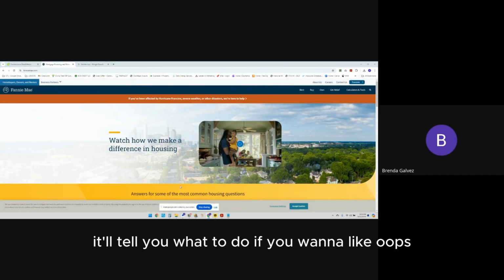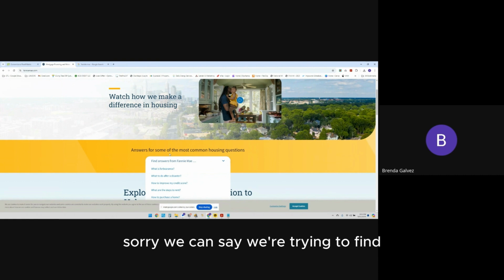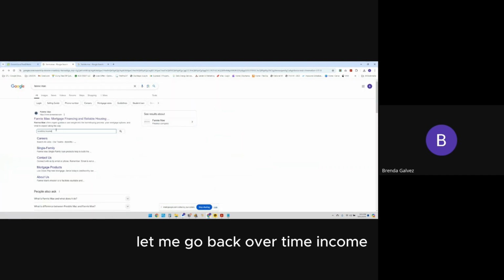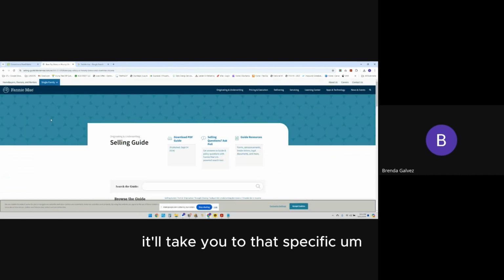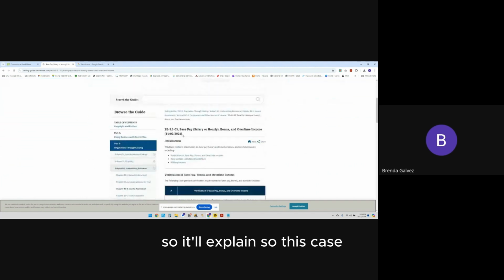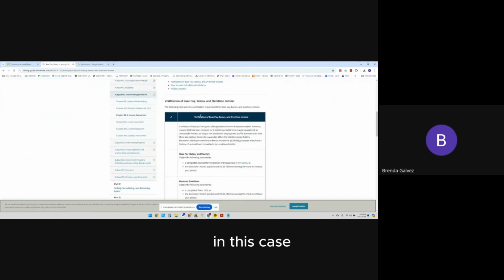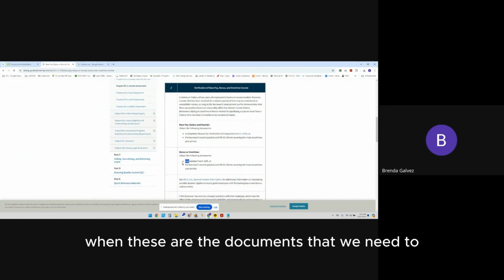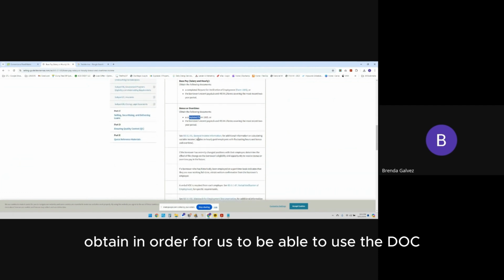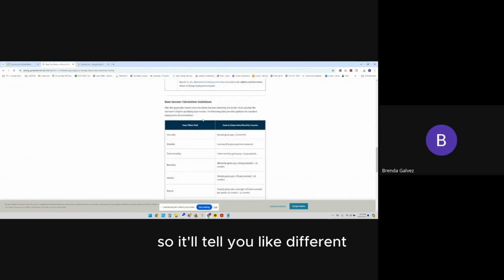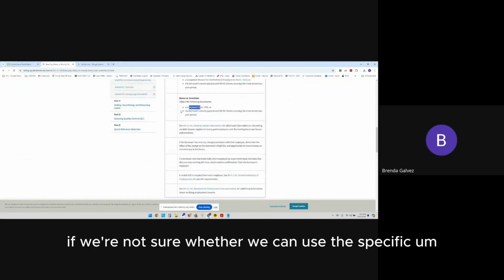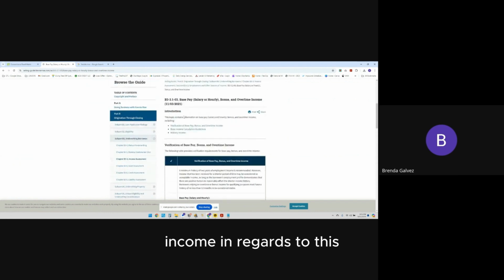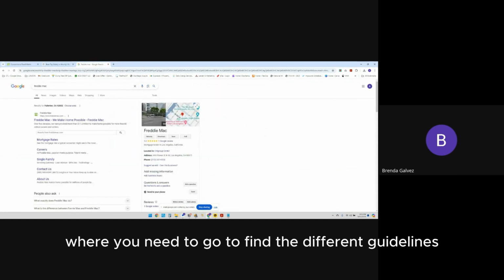If we're trying to find, let me go back, overtime income, it'll take you to that specific information. In this case, it's talking about the different income types, like bonus or overtime. These are the documents that we need to obtain in order for us to be able to use that income. So it'll tell you what information we need if we're not sure whether we can use a specific income. Fannie Mae and Freddie Mac are where you need to go to find out the different guidelines.